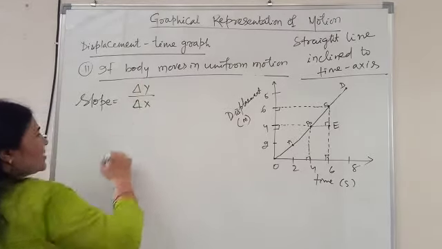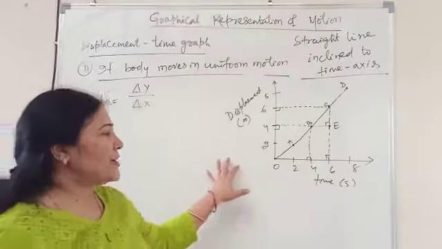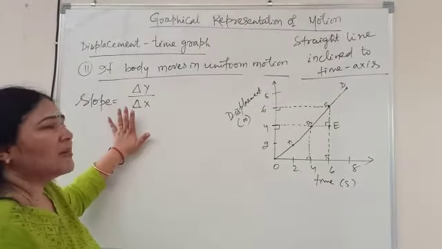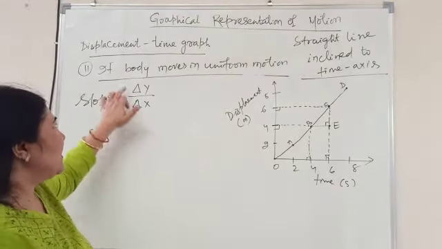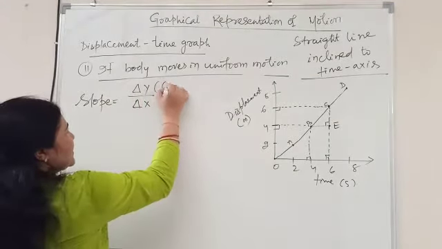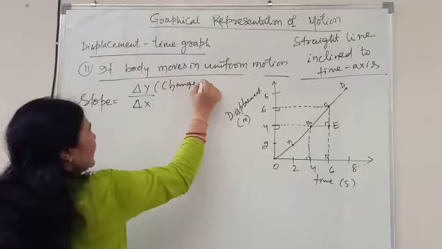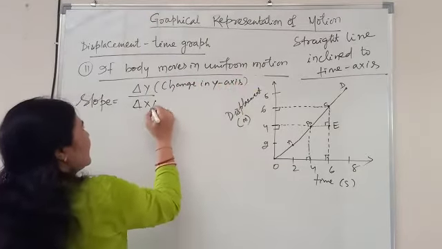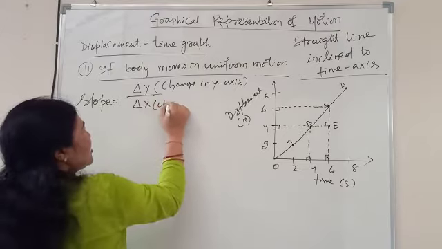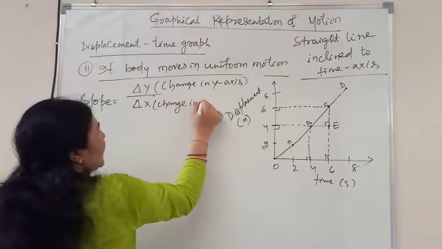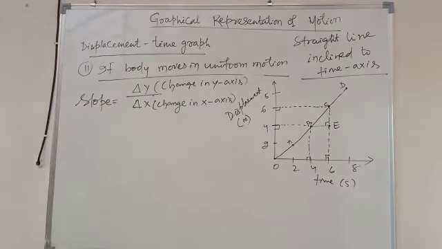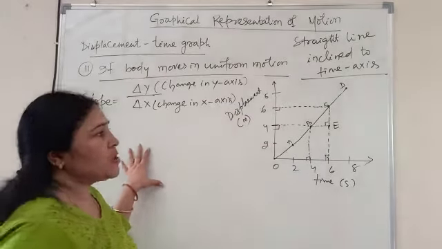So remember, this is not meant only for this displacement time graph. For any graph you find, the formula for the slope is the same. Delta y means what? This is change in y-axis. And what does delta x stand for? This is change in x-axis. So change in y by change in x is called the slope.